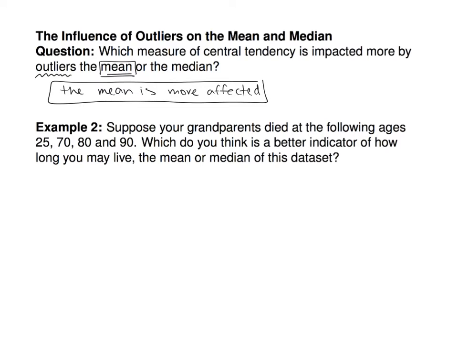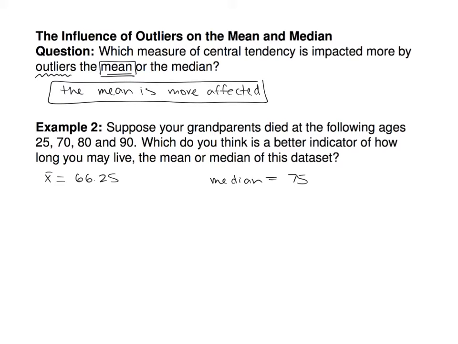Suppose your grandparents died at the following ages: 25, 70, 80, and 90. And you're just trying to figure out, oh my gosh, how long am I going to live? What do you think is a better indicator of how long you may live, the mean or the median? And let's actually just compare them. So the mean for this data set is 66.25, and the median is 75.